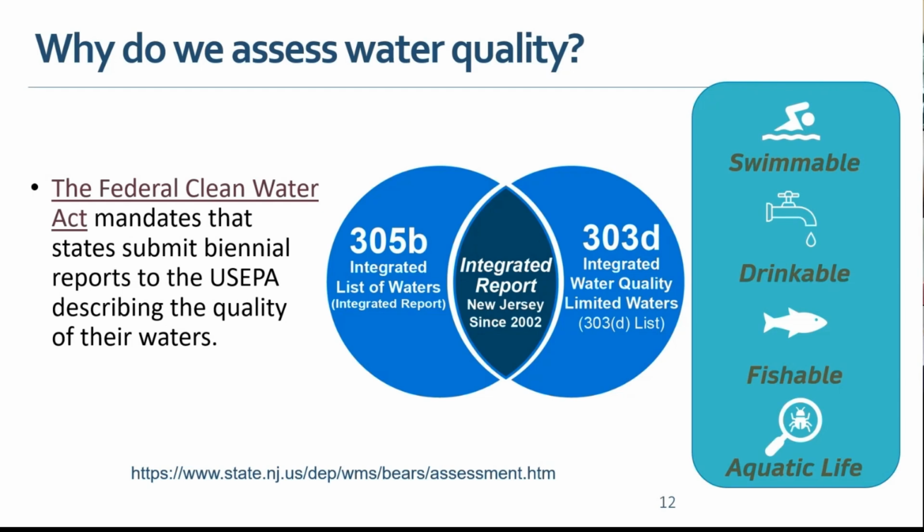And that list of the waters that are impaired or that don't meet those uses, and just a list of the water quality in all the waters of the state are combined into what's called the integrated report. And this is something that we do every 2 years and submit to the EPA, and as well is available to the public.